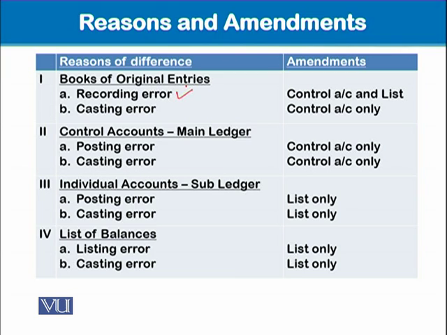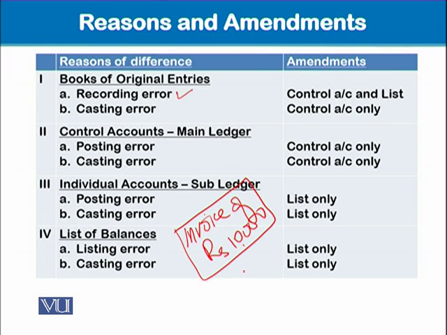For example, there was an invoice. Let me write over here. There was an invoice of rupees 10,000. It was a credit sale. So we were supposed to put 10,000 in the sales journal, whereas wrongly we put 1,000 in the sales journal. So this is an error of recording in the books of original entry.